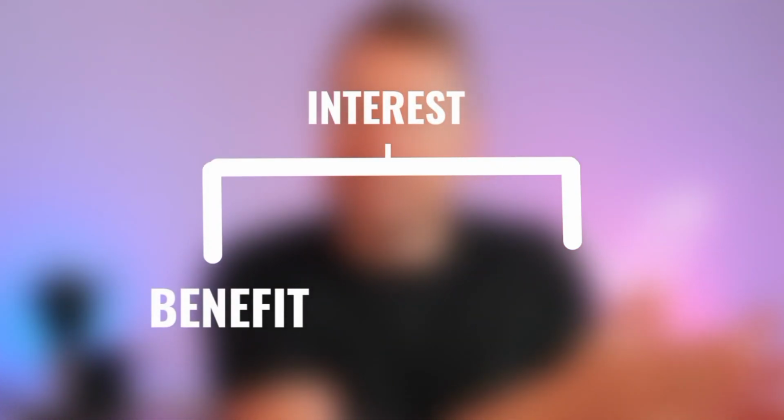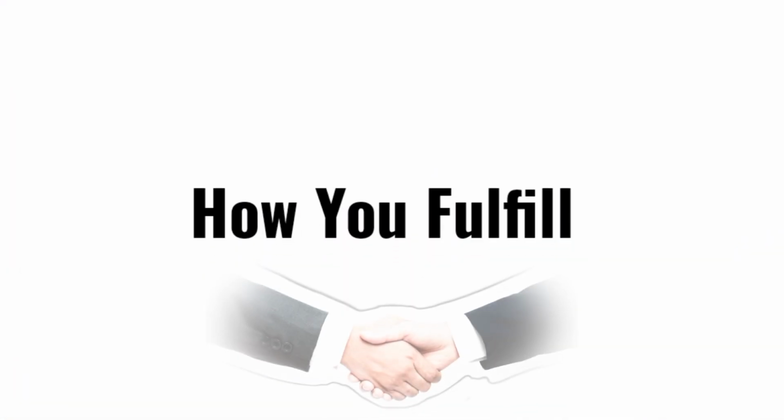Once we've told them exactly how they benefit, we can move forward with that second section in the interest section, which is features. And this is where you outline how you actually fulfill the benefits that they're going to get.